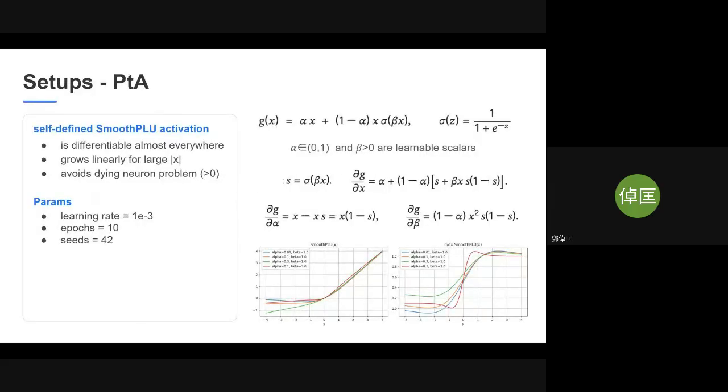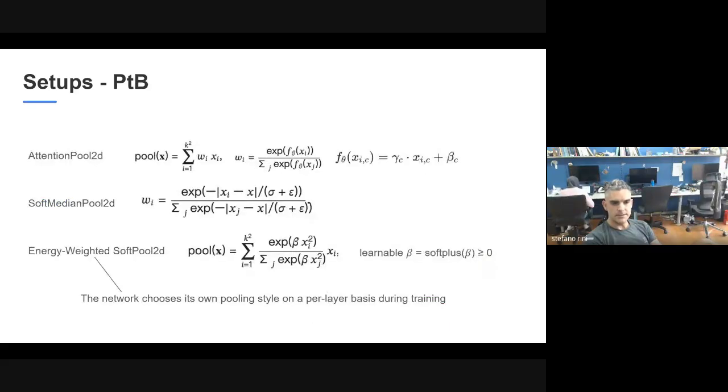So the custom activation function introduced here is called smooth PLU. It is constructed to behave linearly for large inputs while maintaining a smooth transition around zero. Unlike ReLU, which completely blocks gradients for negative inputs, smooth PLU ensures a strictly positive slope everywhere. This prevents neurons from becoming permanently inactive. The parameters alpha and beta are learnable, meaning that the network can adapt the activation shape during training. Next page, please. Go back.